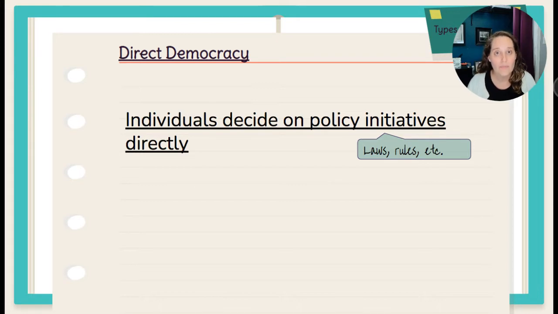The first type of democracy that you need to know about is called a direct democracy. And in a direct democracy, individuals decide on policy initiatives directly. That means everybody gets to choose, everybody gets to vote on everything. That means every law, every rule, every change, every constitutional amendment, whatever it is, everybody would get a say.